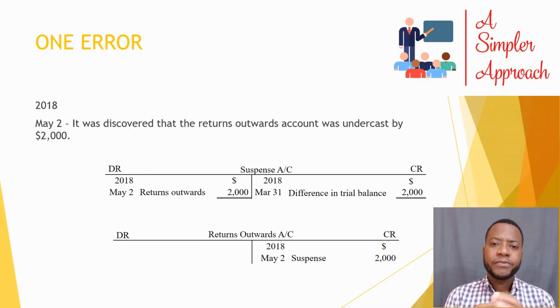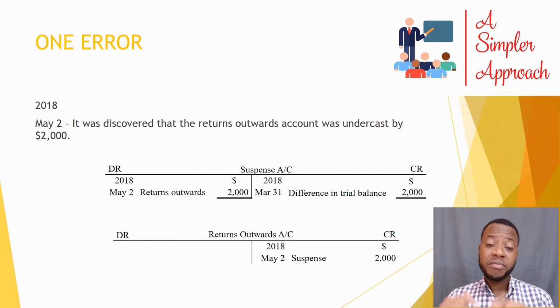So first things first, we need to close out the suspense account. So look at the simple logic that is going on right here. By logic, I mean double entry logic. If we are going to credit the returns outwards account to put the $2,000 in there, it means that we would have to debit the suspense account in order to close it out. And that's what you're looking at right here.